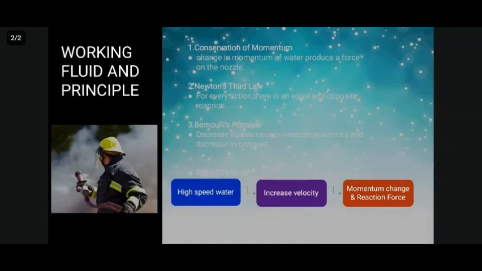The second principle is Newton's third law. For every action, there is an equal and opposite reaction. As water is pushed forward, an opposite force acts on the firefighter holding the nozzle. The third principle is the Bernoulli equation. As the nozzle area decreases, the water velocity increases, resulting in a change in pressure and kinetic energy.